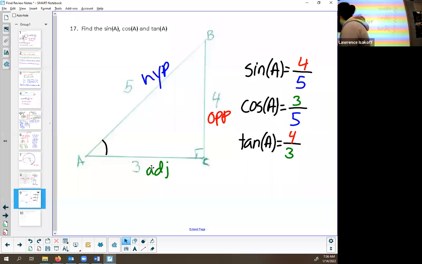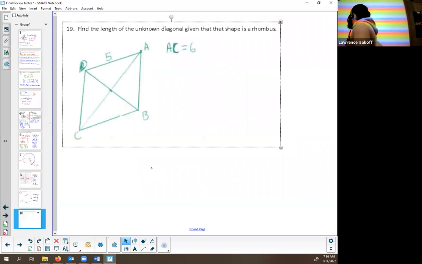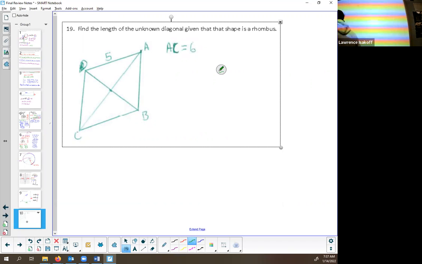Okay. Let's look at the very last example. This is an example that we've covered all the skills to handle, but we actually haven't done a problem like this. So we're going to pull together some skills and some knowledge that we learned. So we want to find the length of the unknown diagonal. I know that A to C, right here, that whole thing is 6.